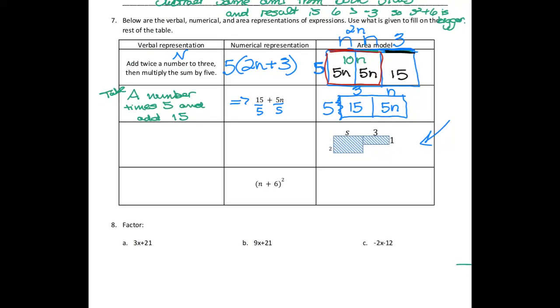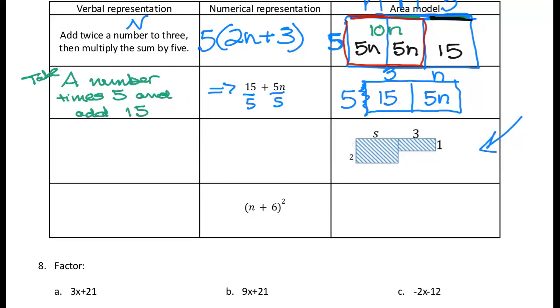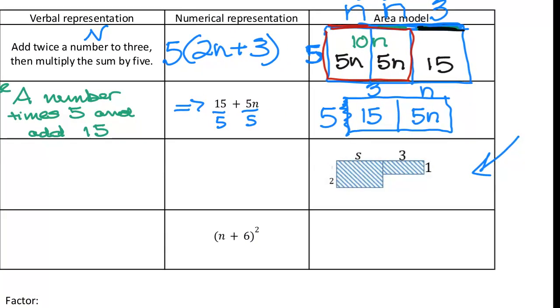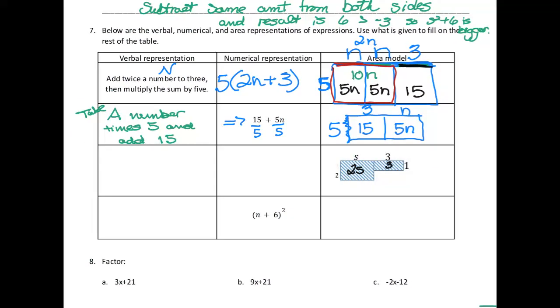All right, let's take a look at the third one. What is the area of the first rectangle here? 2s. That's the first rectangle. What's the area of the second rectangle with a length of 3 and a width of 1? 3. So if I push those together, what is my expression, my numerical representation?